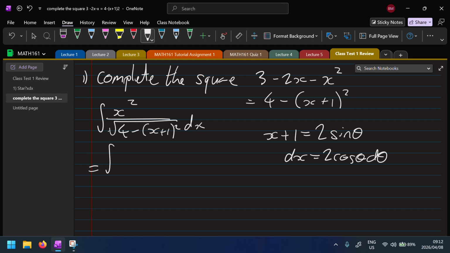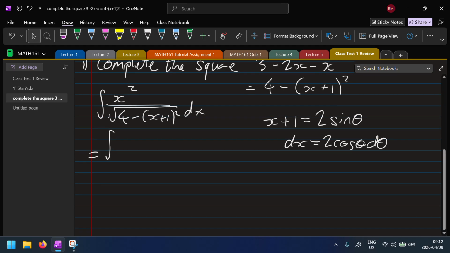Okay, so the top is x squared. So you find your x and then you square it. Too many of you were just putting 2 sine theta minus 1. Okay, right? You're doing a whole other problem. You just mess everything up afterwards. Okay, so please be careful when you're substituting.